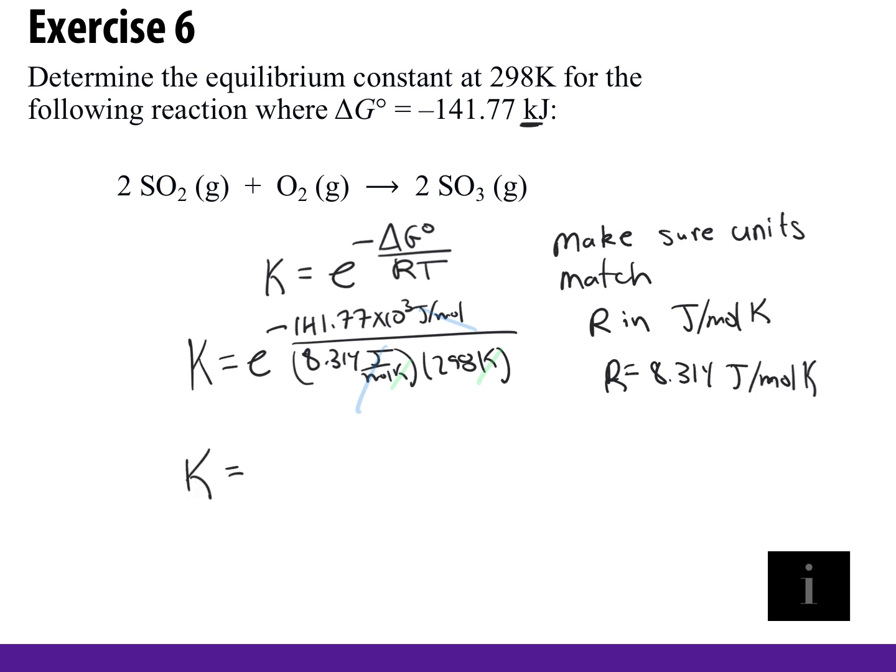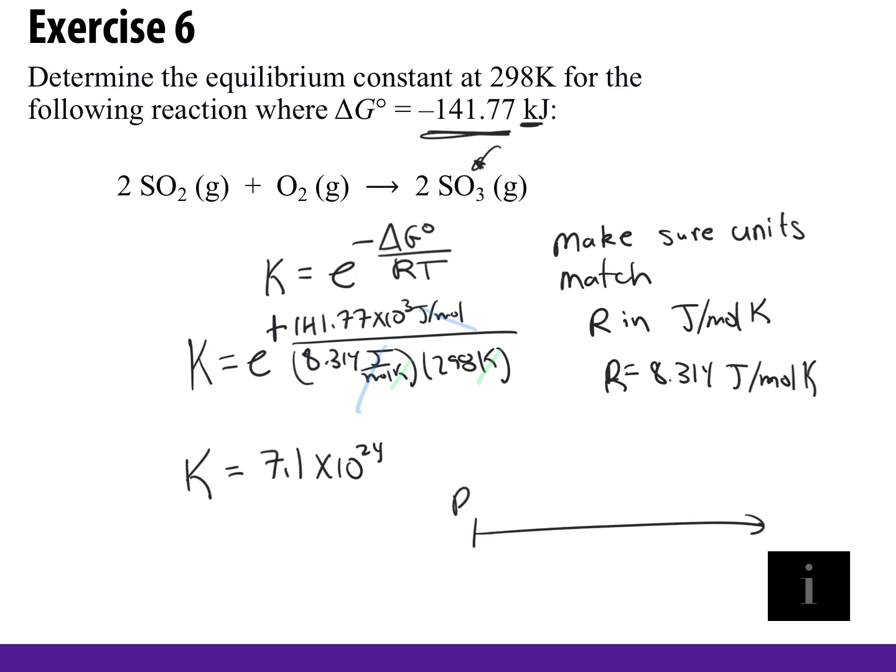I initially mixed my negative here. There's a negative outside the delta G, and then delta G is negative, so that negative times a negative makes it positive. Final value of K is 7.1 times 10 to the 24. So that's a gigantic value of K. That's because this is a reaction that strongly favors products with that very large negative delta G.